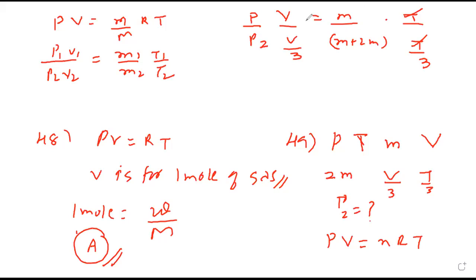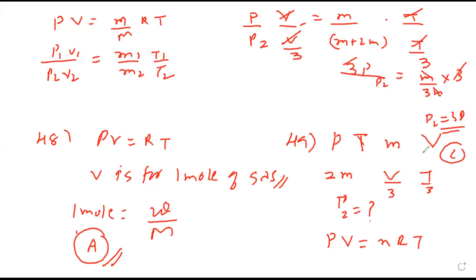So this T cancels, this V cancels. 3 will go up. 3 times P upon P2 is equal to M upon 3M. M, M cancel. 3 from both sides cancel. So new pressure is 3 times original. That is 3P.